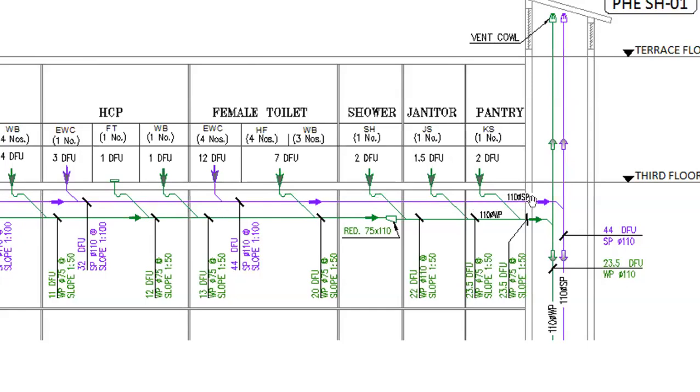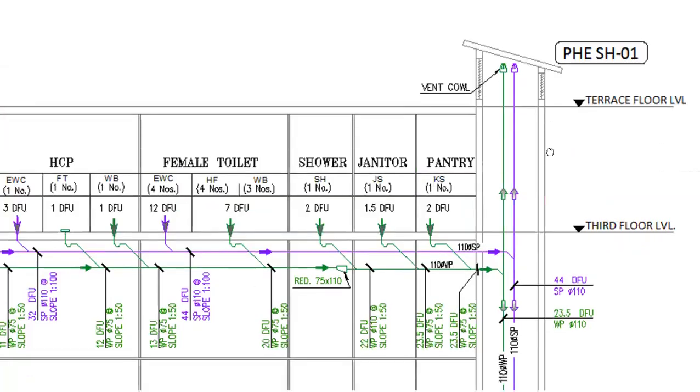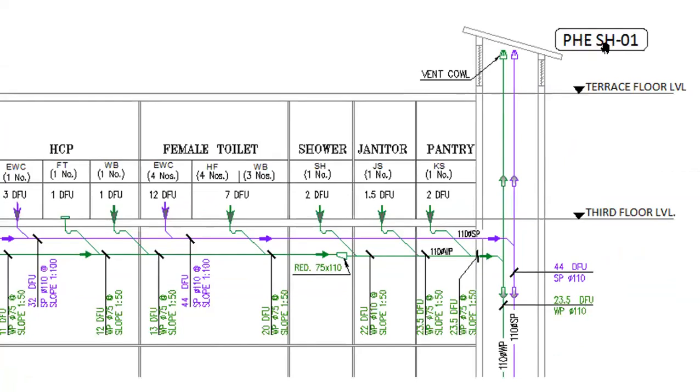No more pipe is connecting after this female toilet connection. No more pipe is connecting into this soil pipe. So directly we are connecting into the vertical riser in the shaft. This is the PH shaft, PH shaft number 1. We are connecting into the shaft pipe, into the vertical pipe, like this.